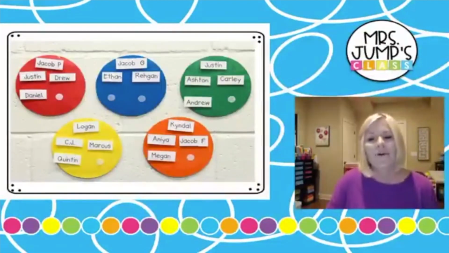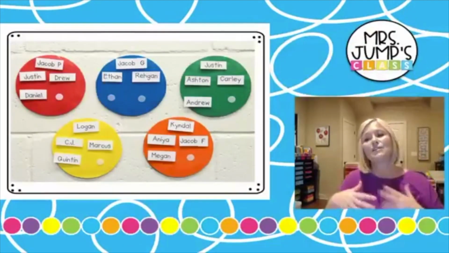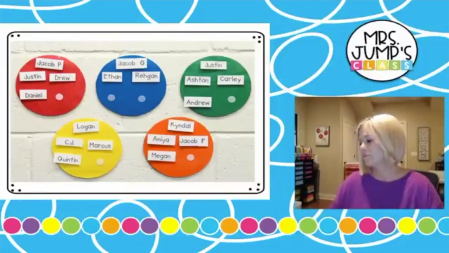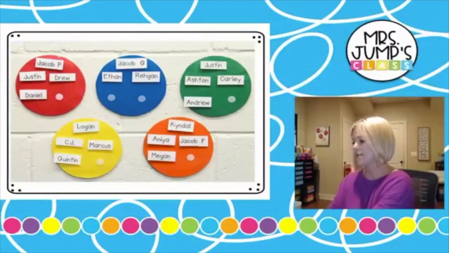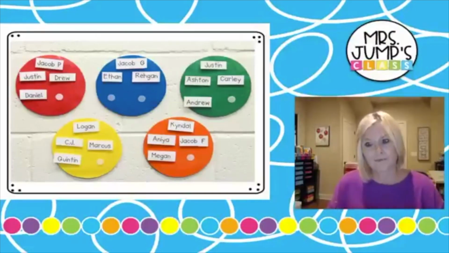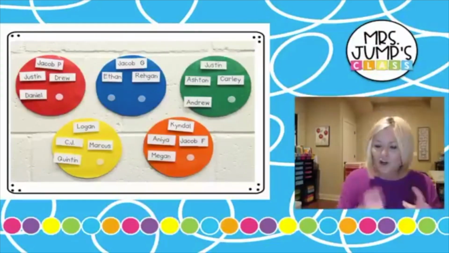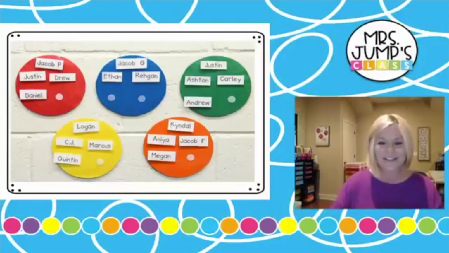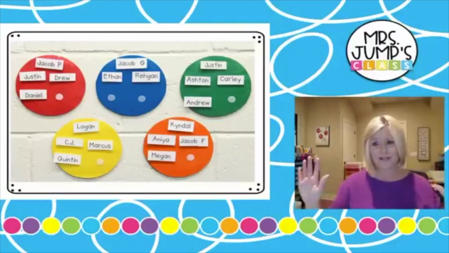Okay, so how do I take this data and use it to group my students? So after I've done a running record on each of my students and I've gotten them in that 90 to 94% range, then I know that that's their reading group. That's their level. So I start grouping them into groups. You're going to have kids all over the place, okay?